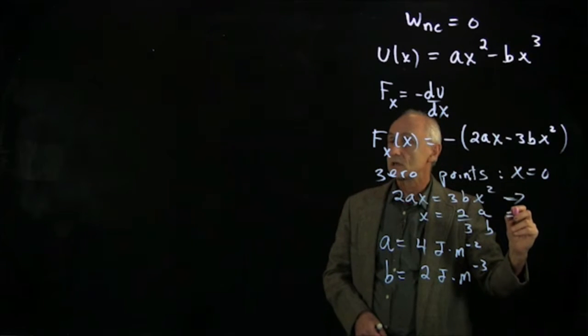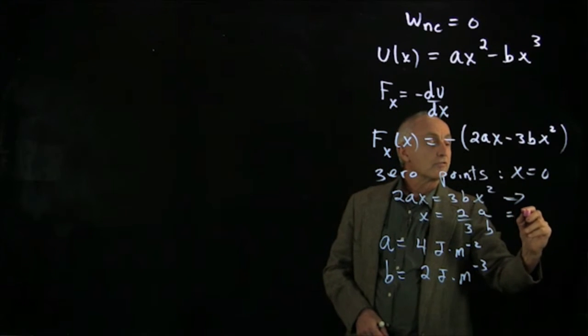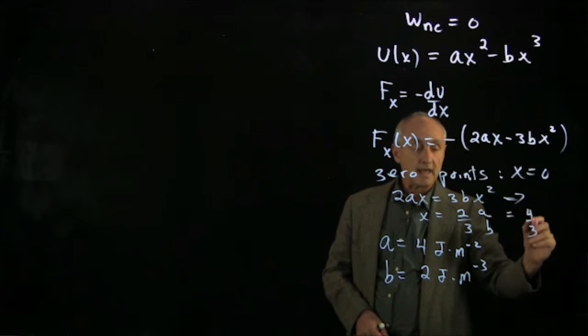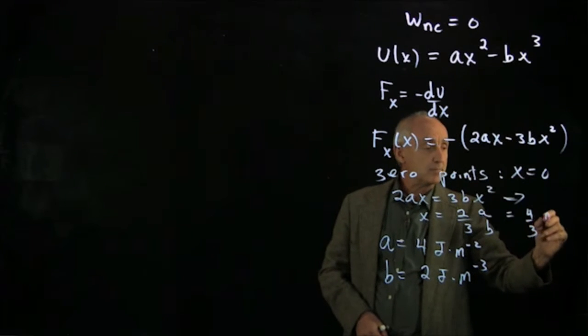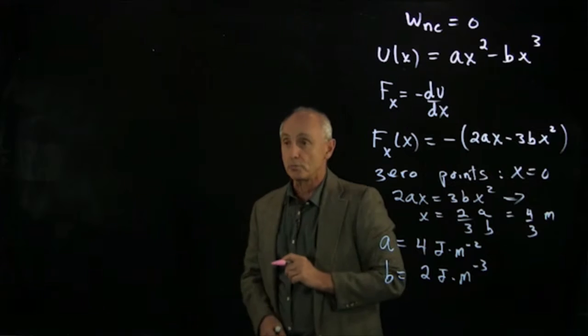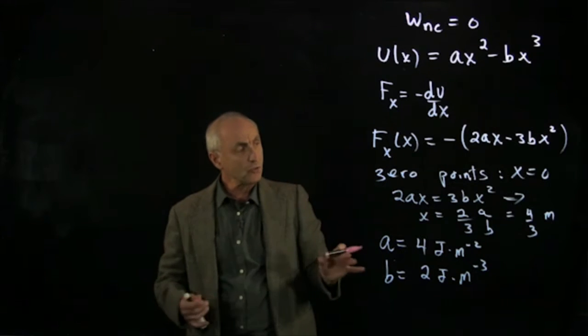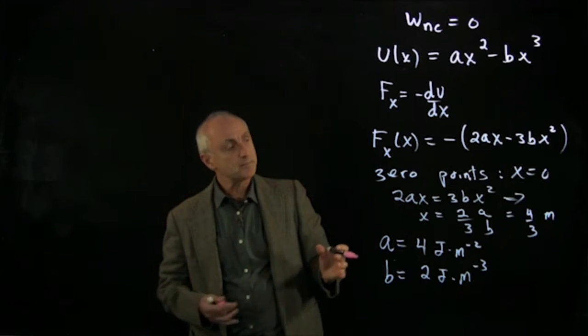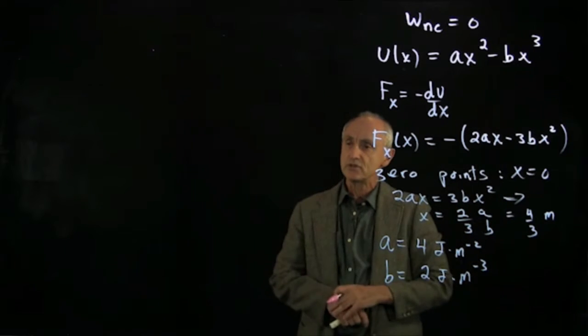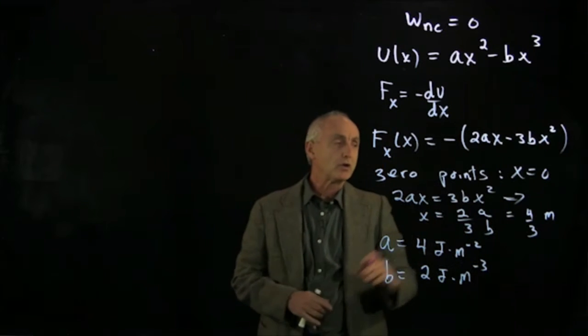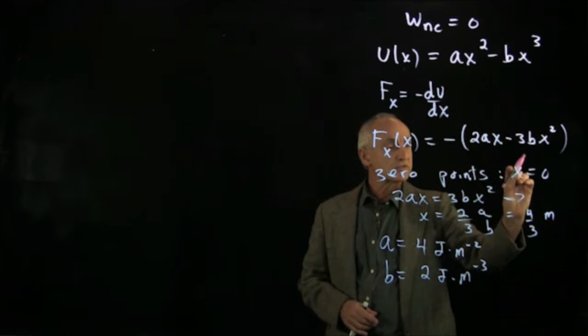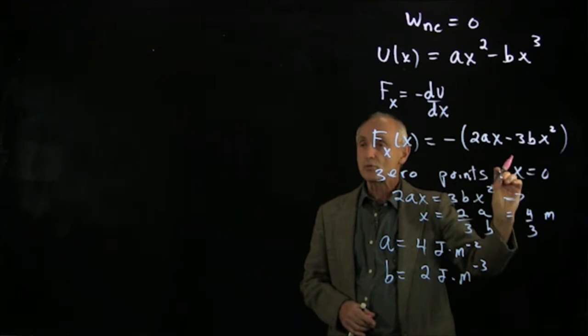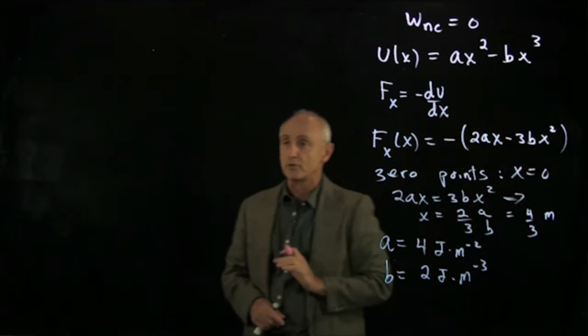And 8 over 6 is just 4/3. And that will be in meters, where the other 0 point is. So that's nice, but we'd like to know some properties of these 0 points. If we had a particle that we started with some energy at one 0 point, where would it go? What would it do at the other point?